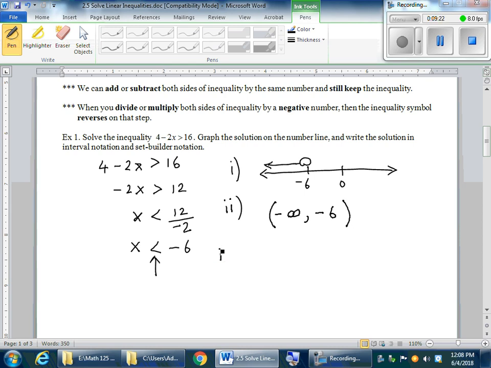And finally, set builder notation, which is a set of x such that x is less than negative 6, close set. So that will be our answer. Next example.